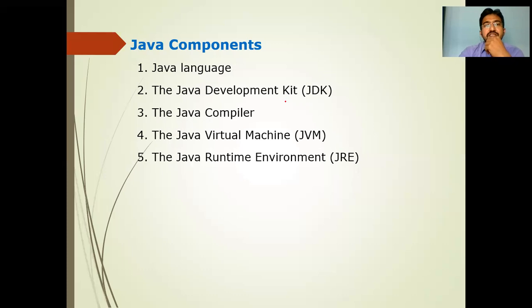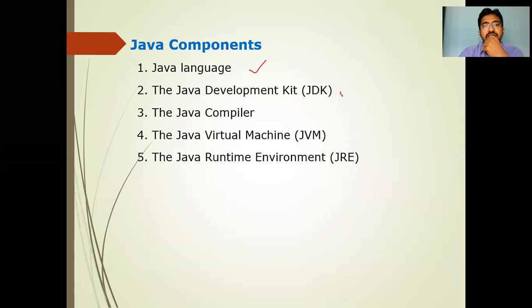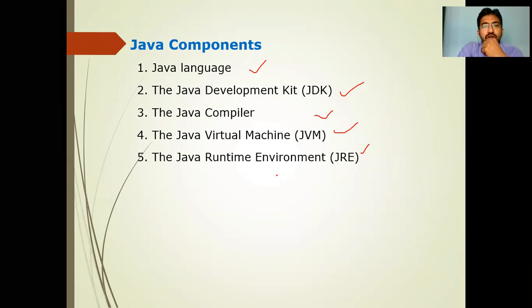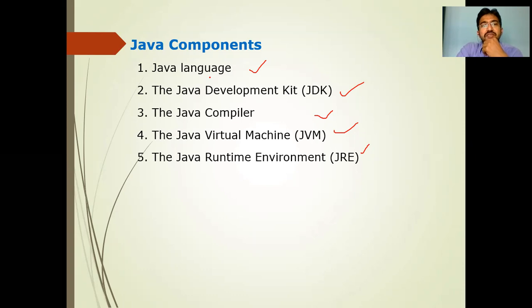Java components are listed like this: Java language, JDK, Java compiler, JVM, JRE, where JDK stands for Java Development Kit, JVM stands for Java Virtual Machine, JRE stands for Java Runtime Environment. Java language we have already studied. What is Java? Java is a programming language and a platform. Java is a high level, secure, robust language, where you have already studied how Java came from the Green team. The same thing you can write in the examination when they ask for the Java component as Java language.